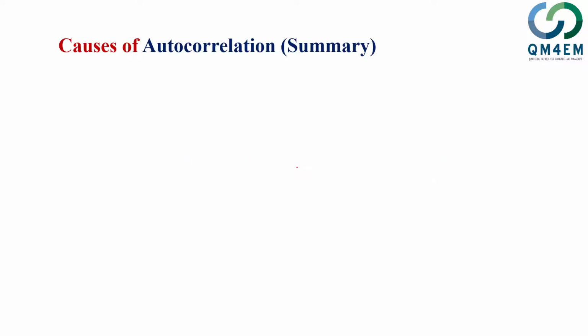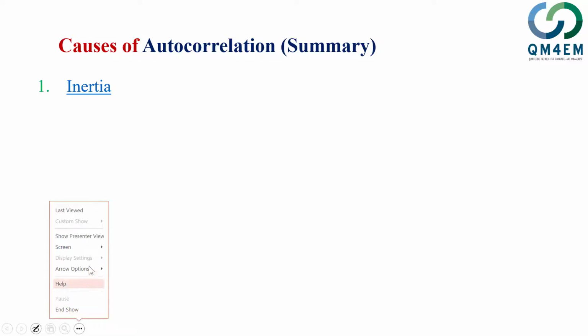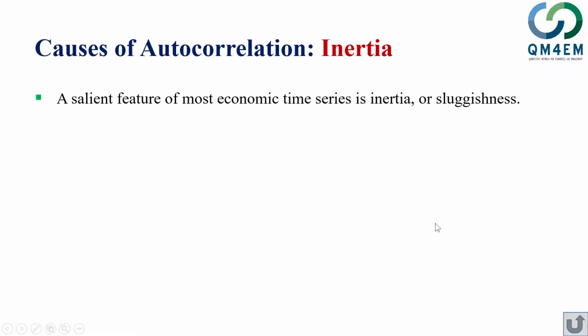Let me show you the summary slide of causes of autocorrelation. Autocorrelation may be because of many reasons. Let me show you and discuss it one by one. First of all, I will move to the first cause of autocorrelation, which is inertia. Now what does inertia refer to? Let me explain it. A salient feature of most economic time series is inertia or sluggishness.